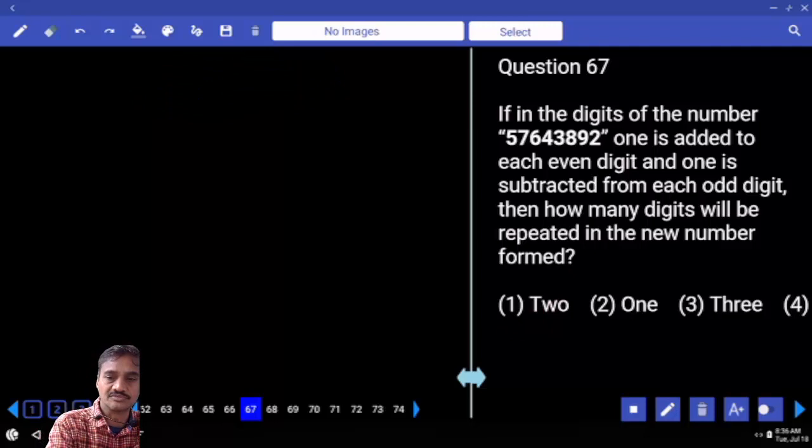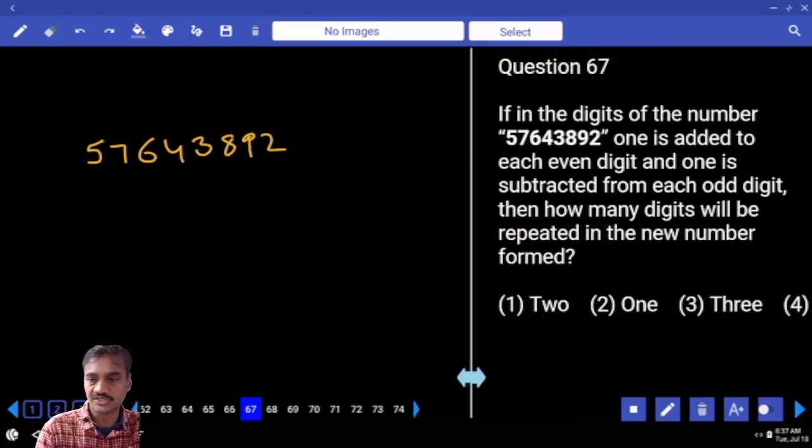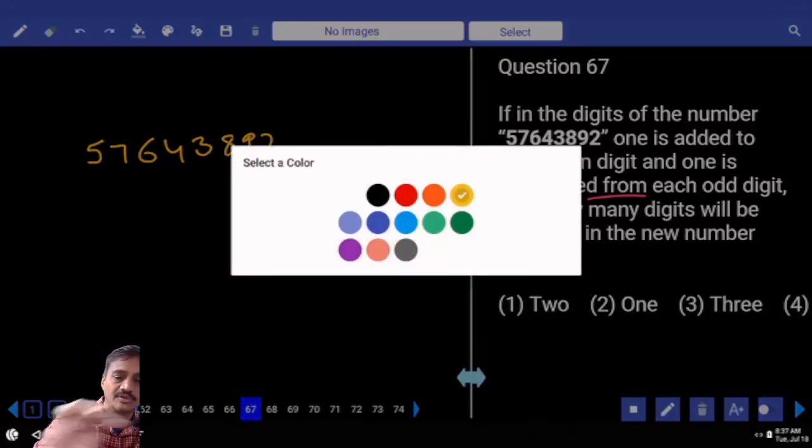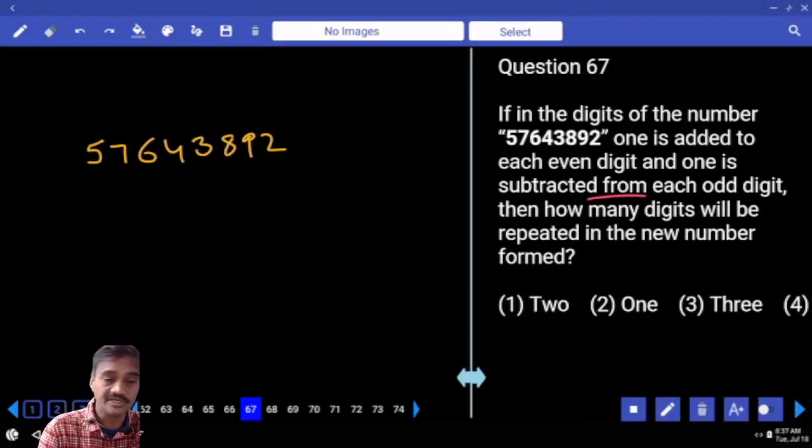And next one, question number 67. The given number is 5764389. Now in this, if in the digits, 1 is added to each even digit and 1 is subtracted from each odd digit, how many digits will be repeated? Now 1 is added to each even digit.